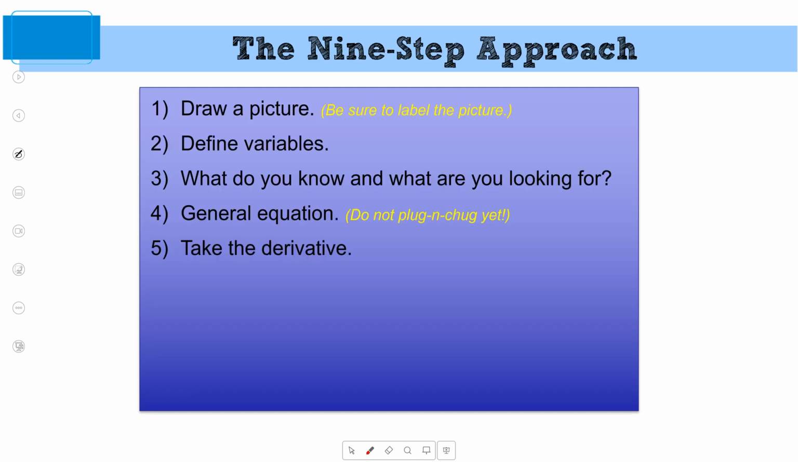Okay, so where are we? Step 5, take the derivative. That sounds like the scary part, but that's actually going to be the easiest part of these problems. And I wouldn't lie to you. Simple derivatives.